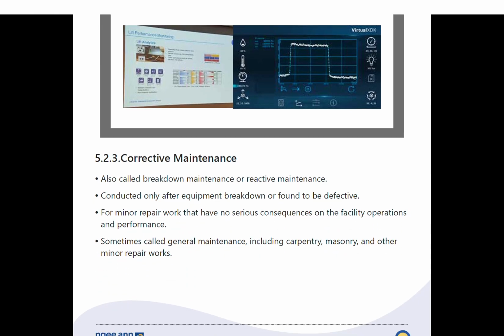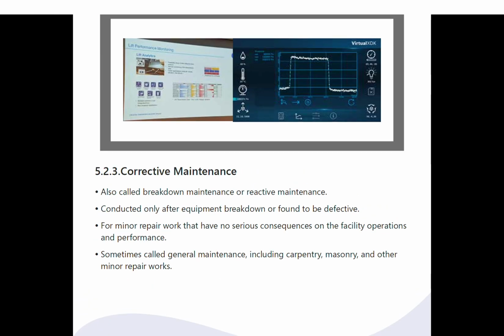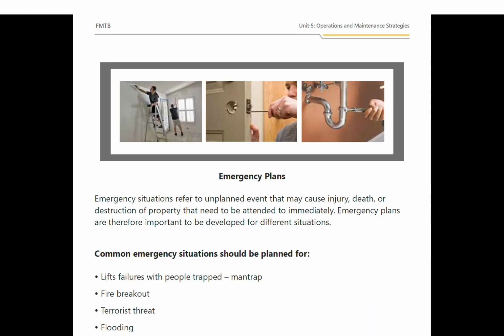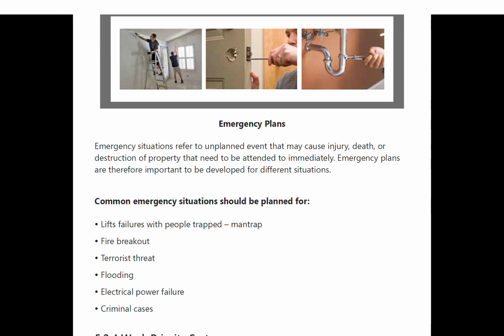So corrective action is also called reactive maintenance, conducted after the equipment breakdown. So some minor repair can be done. Sometimes it's called general maintenance, and yeah, some minor work. So those are some maintenance plans.